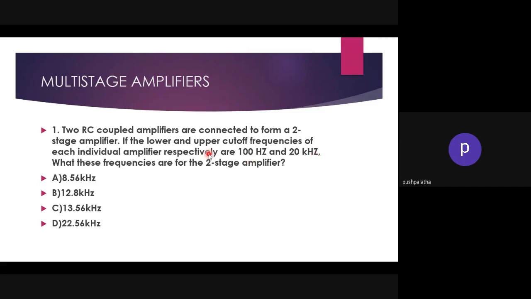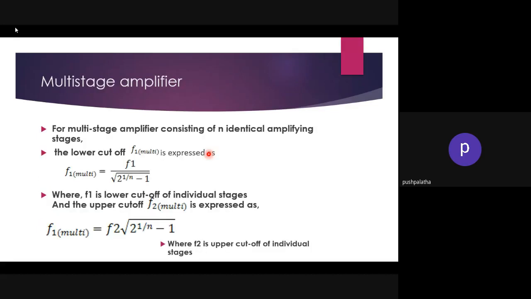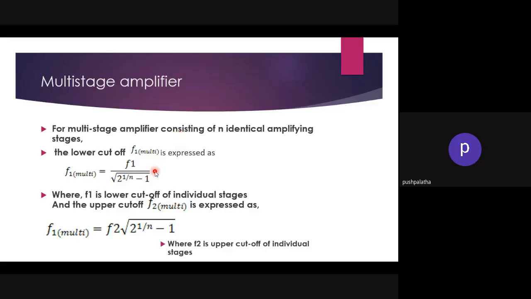Now, a multi-stage amplifier consists of n identical amplifying stages. The lower cutoff frequency, I think we all know this equation, right? The lower cutoff frequency is f1 over the square root of 2 to the power 1 over n minus 1. This small n represents the number of stages. And f1 is the lower cutoff frequency of the individual stage.